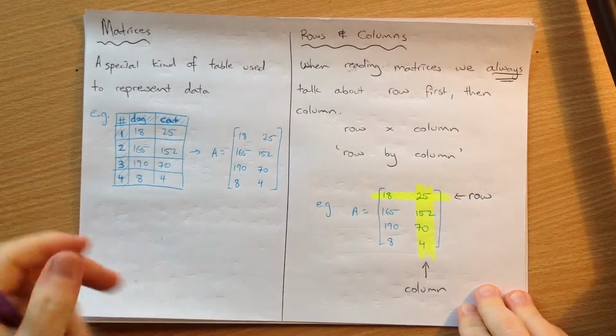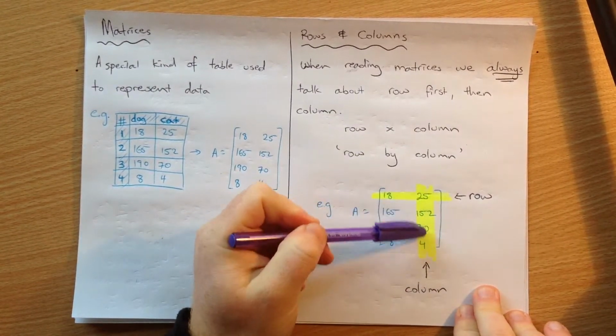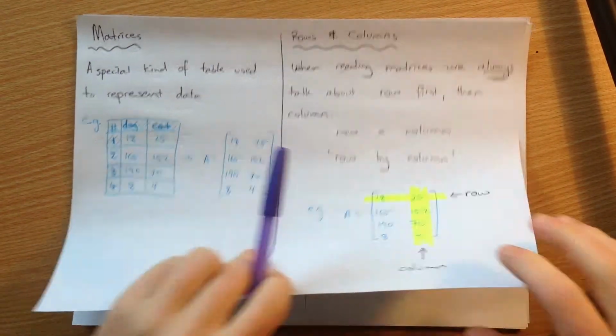Please forgive me. So here's this matrix again, and I've just listed here, this is the first row and the second column. So that's my element just there. I'll talk about elements a bit more in a minute.